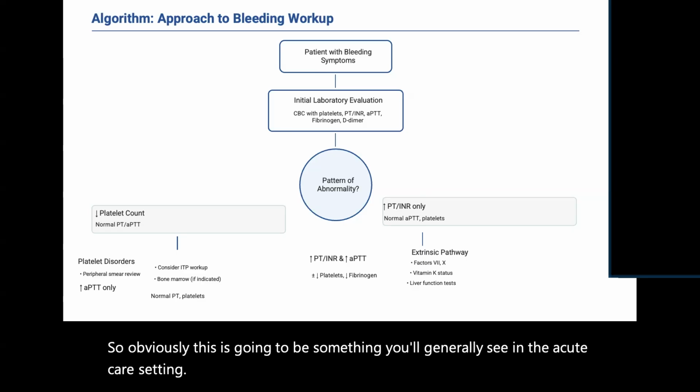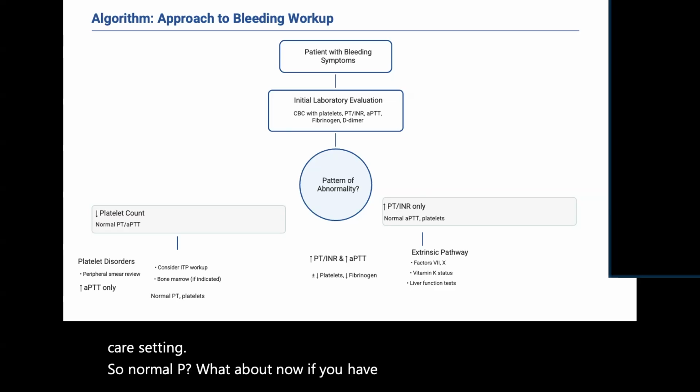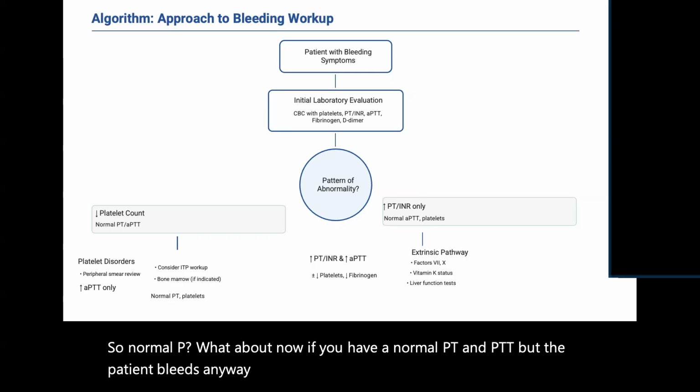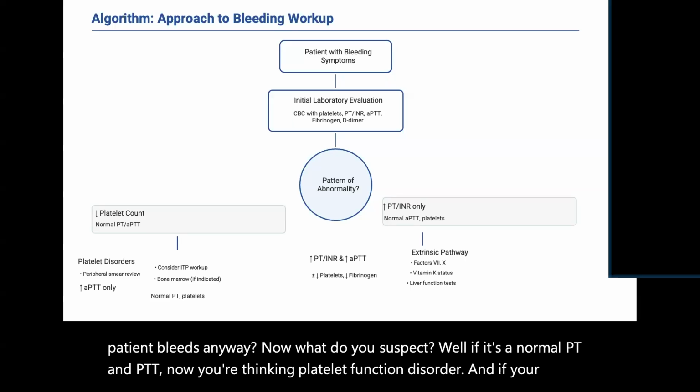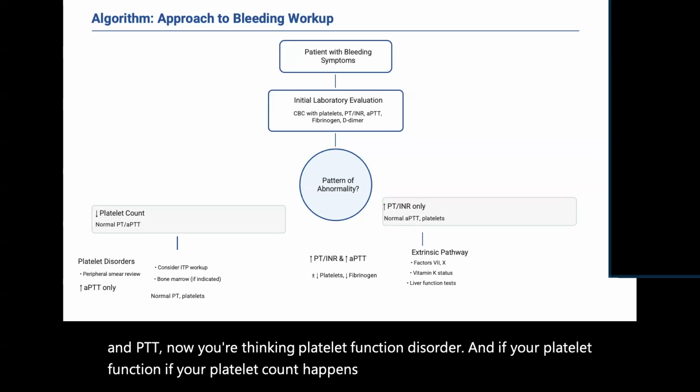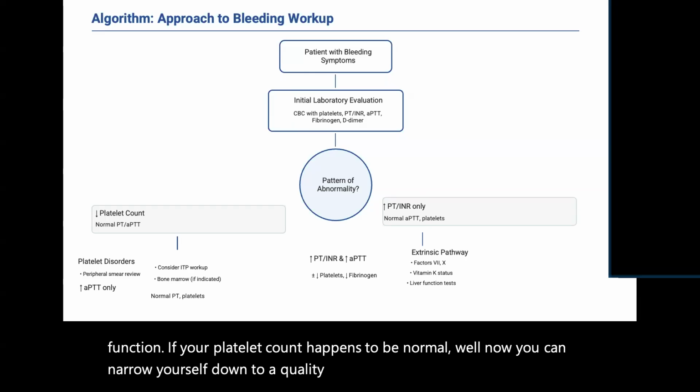So what about now if you have a normal PT and PTT, but the patient bleeds anyway? Now what do you suspect? Well, if it's a normal PT and PTT, now you're thinking platelet function disorder. And if your platelet count happens to be normal, well, now you can narrow yourself down to a quality of platelet diagnosis. So that helps narrow the differentials.